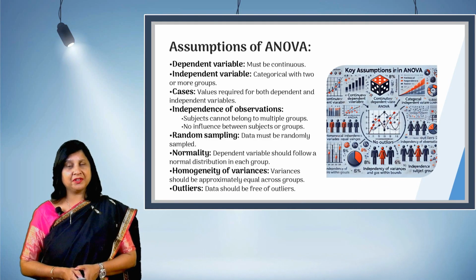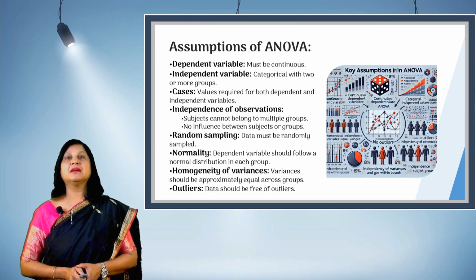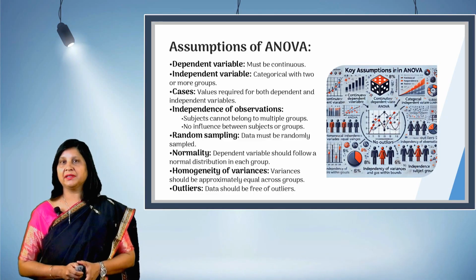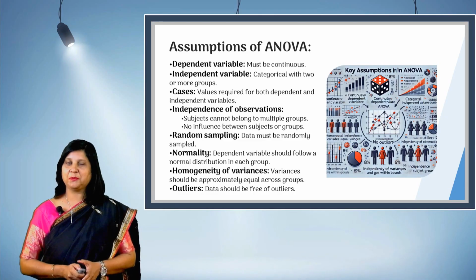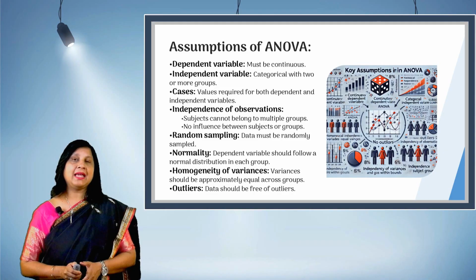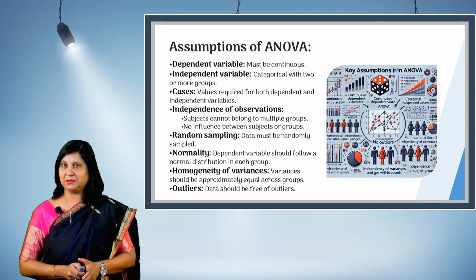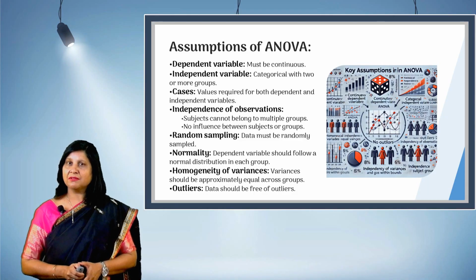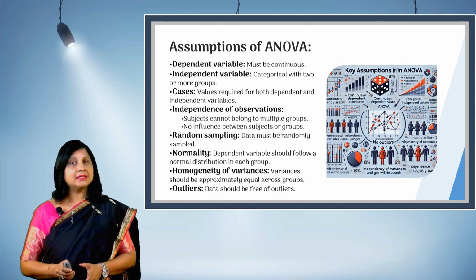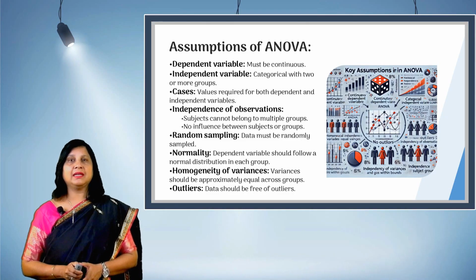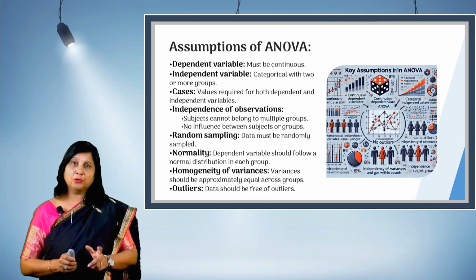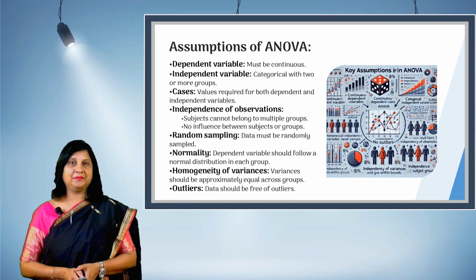Assumptions of ANOVA. First, the dependent variable must be a continuous variable. Second, the independent variable must be categorical in nature with 2 or more groups. Third, cases must have values on both the dependent and independent variable. Fourth, there should be independence of observations. That is, subjects in the first group cannot also be in the second group. No subject in either group can influence subjects in the other group. No group can influence the other group.